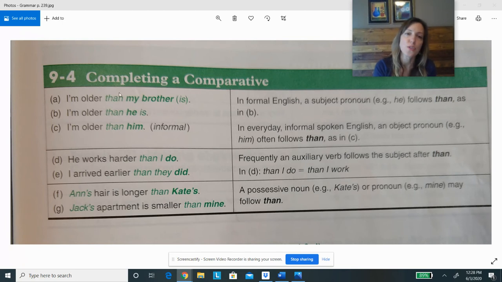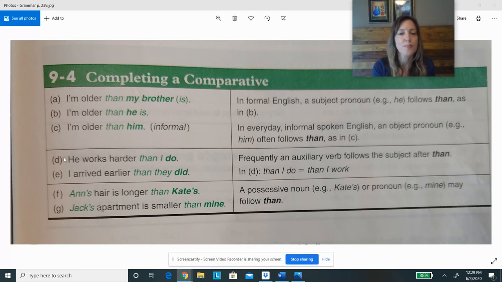Now, the other thing I could do is change a noun to a subject pronoun. I'm older than he is. Okay, subject pronoun. Again, in this case, is not in parentheses. I have heard people use a pronoun without a verb, but it sounds very formal. So generally, people do add the verb. The informal way to say this is to use an object pronoun. Okay, so we have subject pronouns, we have object pronouns. You need to know the difference. Okay, just know that this one is informal, so you will hear it in conversational speech.